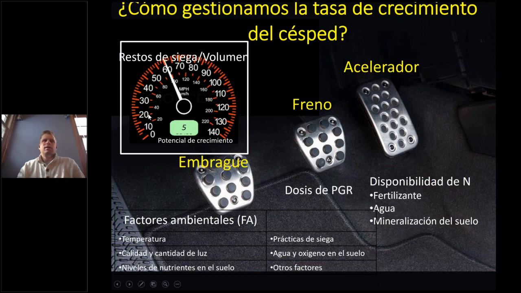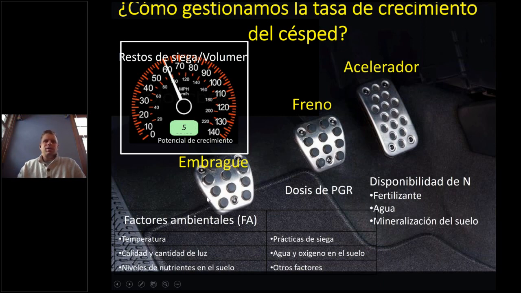This is something that I think most managers have an intuitive guess of, how fast their grass is growing, but they might not have a very quantitative goal growth rate. So we'll talk about that. And then we have factors that are going to impact our growth rate. There are factors that we as turf managers can impact: nitrogen fertilization and water availability, which make the grass grow faster. If we use higher rates of plant growth regulators, we can have more growth suppression.